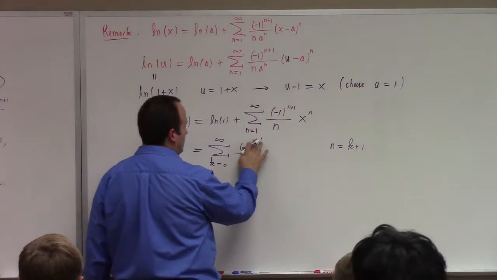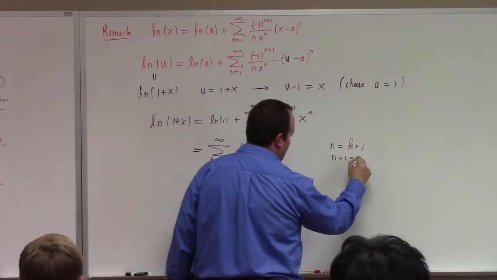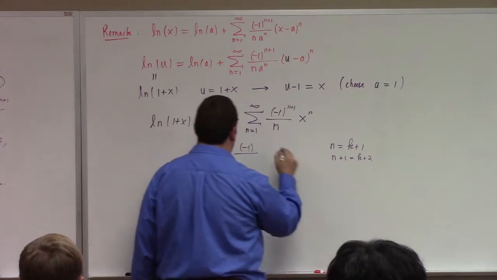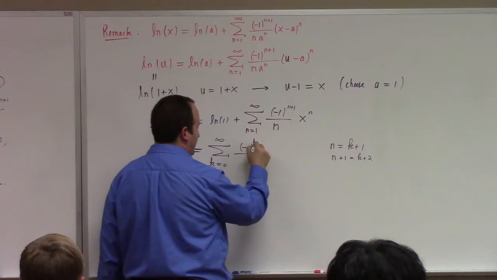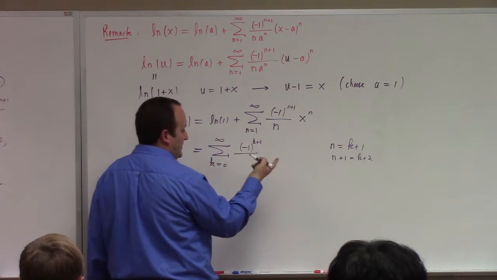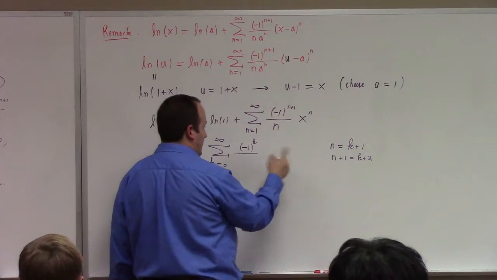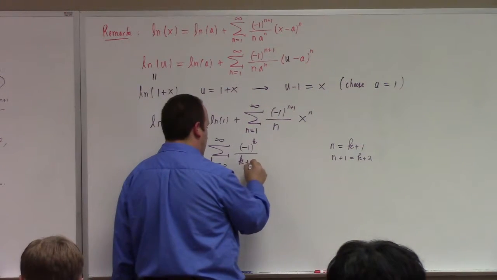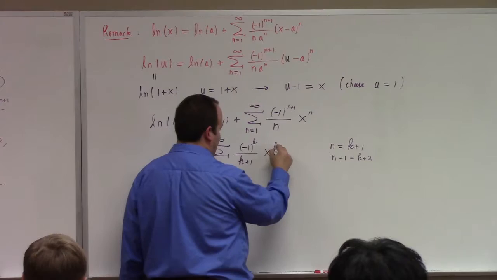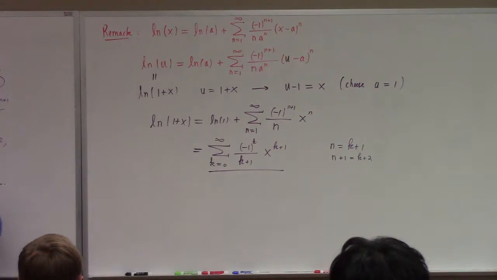So like, that makes n plus 1 equal to k plus 2. So minus 1 to the k plus 2, which of course I could, minus 1 to the k plus 2 is really just what? Minus 1 to the k. And n is k plus 1, and that's x to the k plus 1. So you can see that this and what we found over here by geometric series is the same animal.